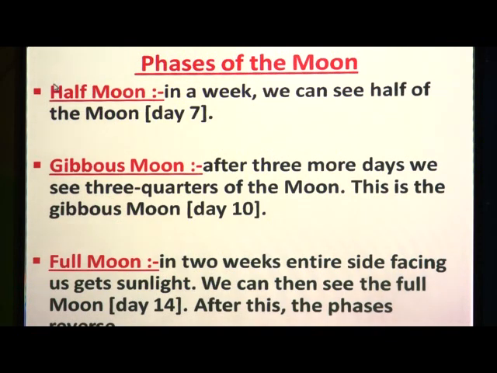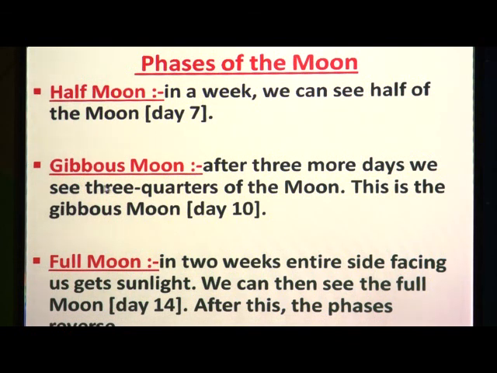Afterwards, the next phase of the moon is the half moon. In a week, that means from the beginning after a week, we can see half of the moon. It is on day 7. On day 7, we can see only half of the moon, and this is called the half moon phase.